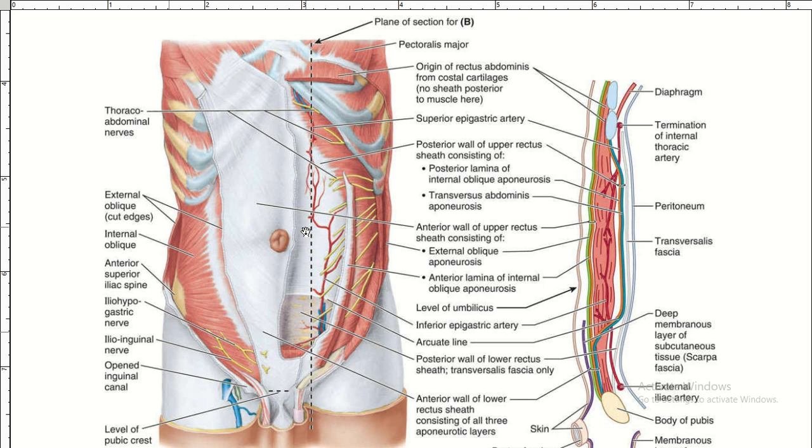So the following are the contents of the rectus sheath. 1. Rectus abdominis muscle. 2. Pyramidalis muscle. 3. Thoraco-abdominal nerves, T7 to T12. 4. Lymphatics. 5. The superior epigastric artery, anastomosing with the inferior epigastric artery. 6. Veins. Those are the contents of the rectus sheath.